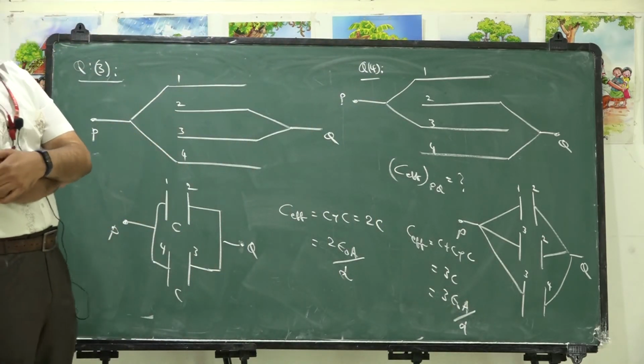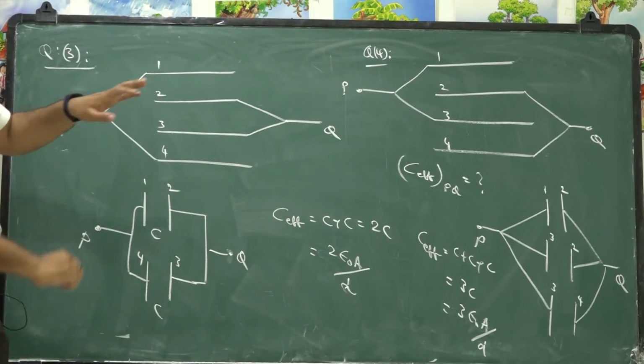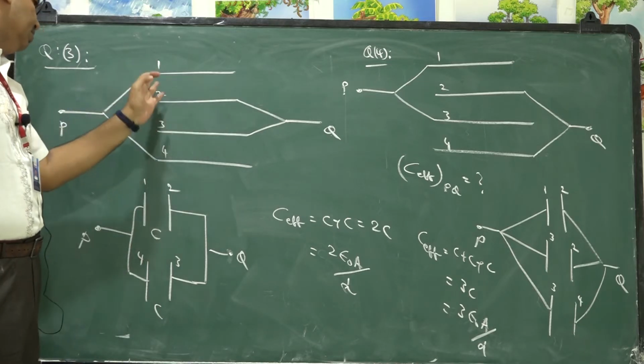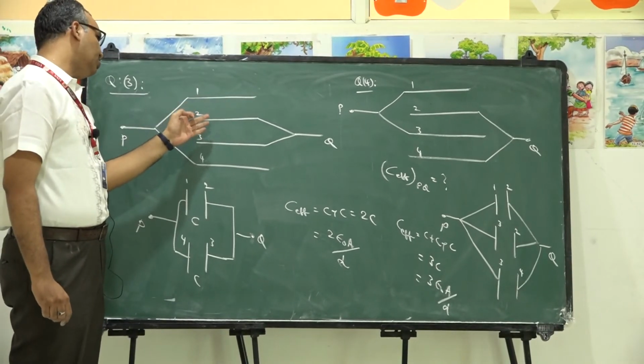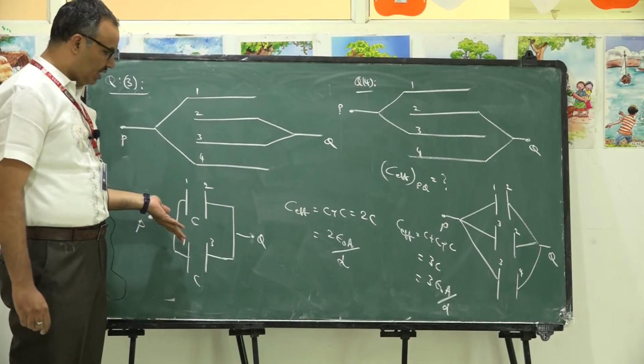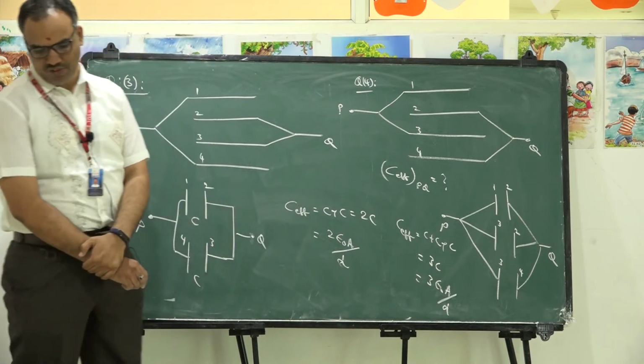So in this way, for any set of plates they give you, you should identify whether the plates are at identical potential or different potentials. Based on the nature of potentials, you have to reframe them into an equivalent circuit. Based on that, you have to calculate the effective capacitance value.